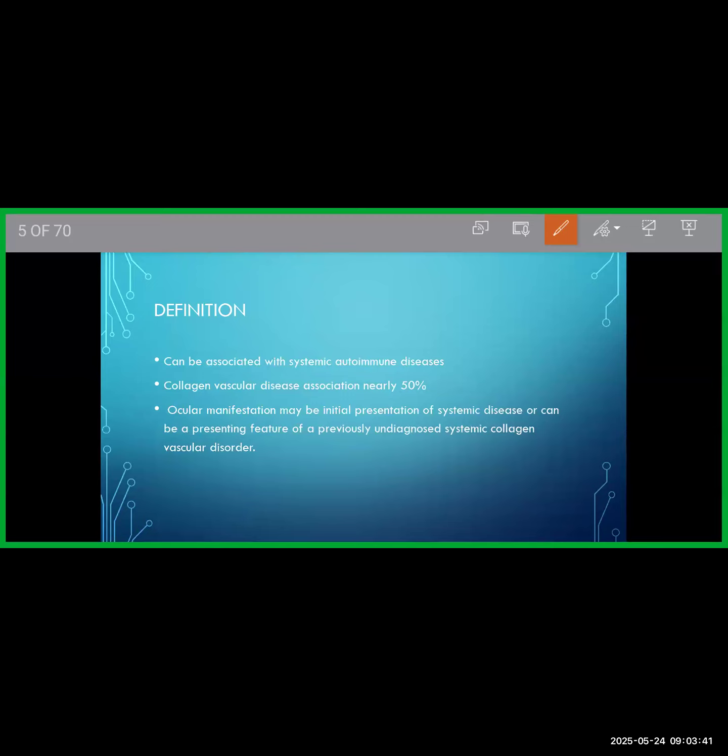Mostly, PUK is associated with systemic autoimmune disorder, and it is found that nearly 50% of PUK is associated with collagen vascular diseases. And ocular manifestation may be the initial presentation of the systemic disease, or may be a presenting feature of a previously undiagnosed systemic collagen vascular disorder. So our role as ophthalmologists, when we see this patient, we want to investigate this patient for this systemic disease, because sometimes the first presentation may be ocular manifestation.